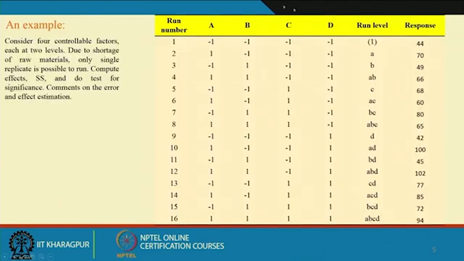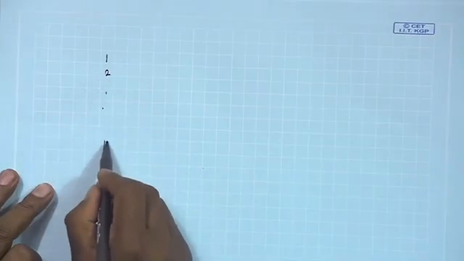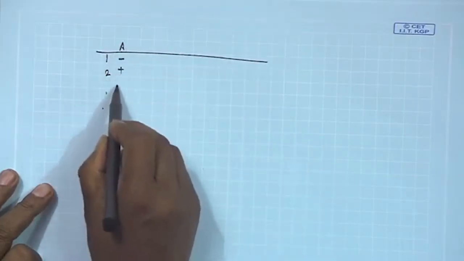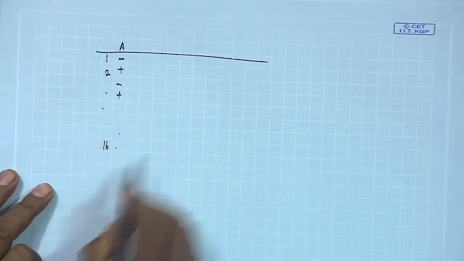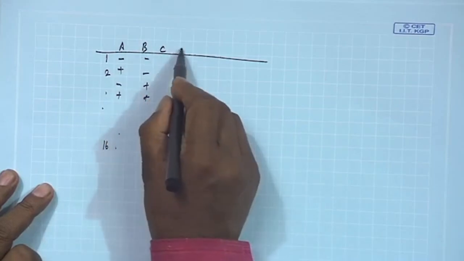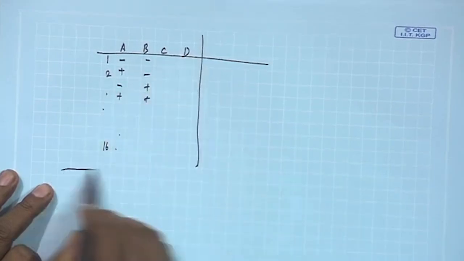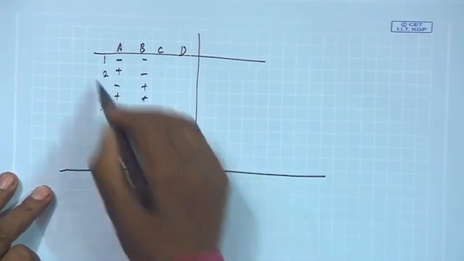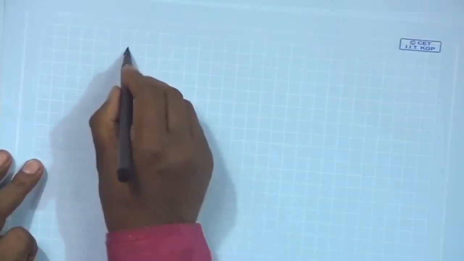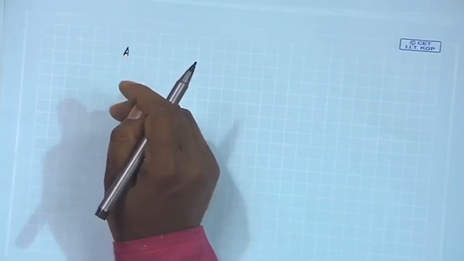Now, this is again your design matrix. What is your design matrix here? You have 16 runs and you have A, which will be -1, +1, -1, +1 like this, and then B, this will be -, -, +, + like this, then C and D. So, this is your design matrix. From this design matrix, using the algebraic signs we discussed earlier, you can find out the remaining columns also.